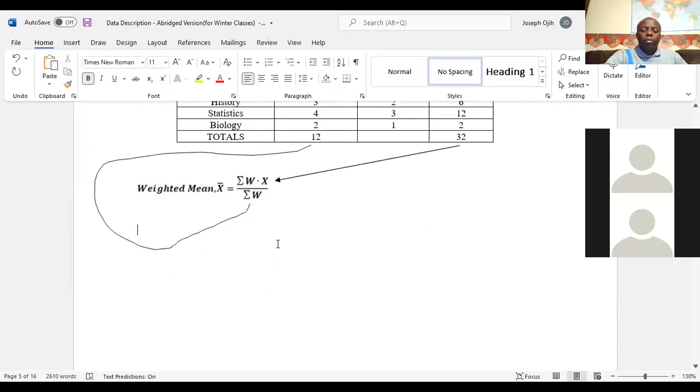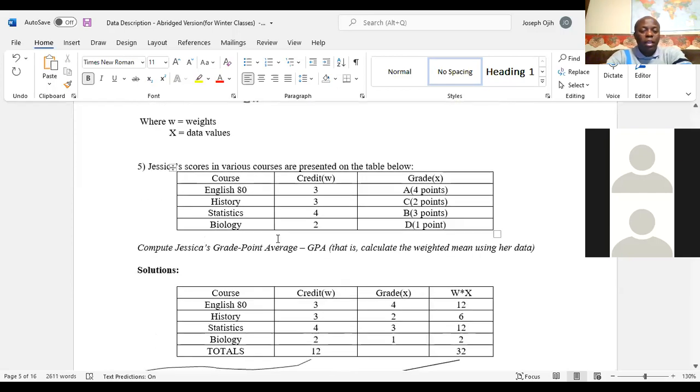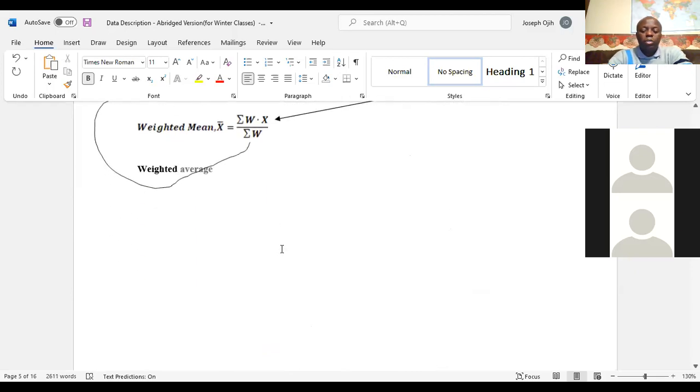so that we have our weighted mean. The weighted mean is the GPA, but it says here calculate Jessica's GPA. So Jessica's GPA becomes, well, move it so I can see it properly.